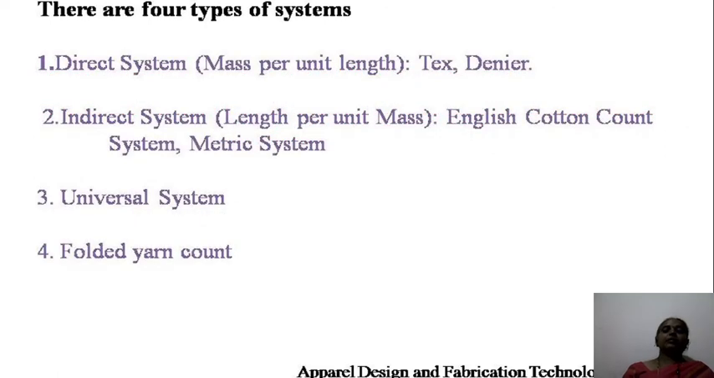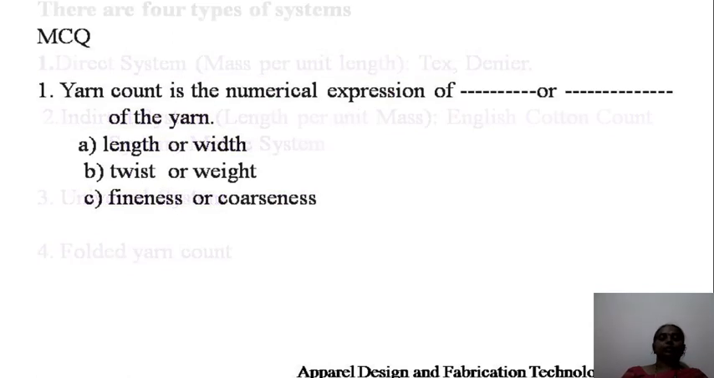There are 4 types of systems used for finding the yarn count. First one is the direct system, mass per unit length. In this there are 2 types, the tex and the denier system. Second, the indirect system, length per unit mass, which includes the English cotton count system and the metric system. Third one is the universal system. Fourth one is the folded yarn count. So these are the 4 types of systems used to find out the yarn count.